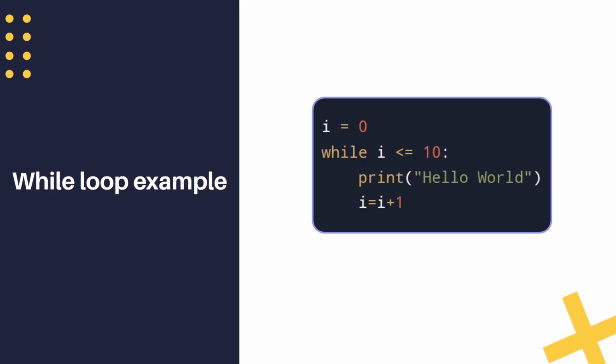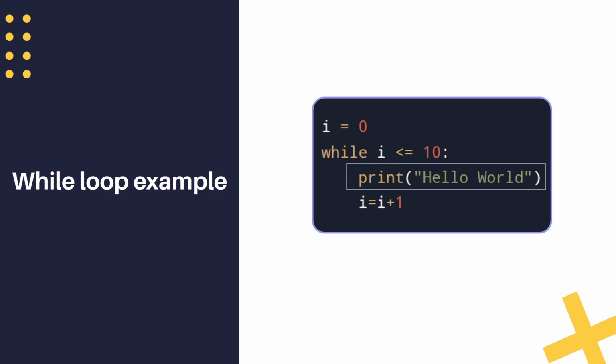And this is an example of a while loop. The architecture is somewhat similar, however, the protocol is slightly different. Once again, we specify the counter and set this equal to 0. The counter in this case is i once again. We then say while i is less than or equal to 10, keep printing hello world.